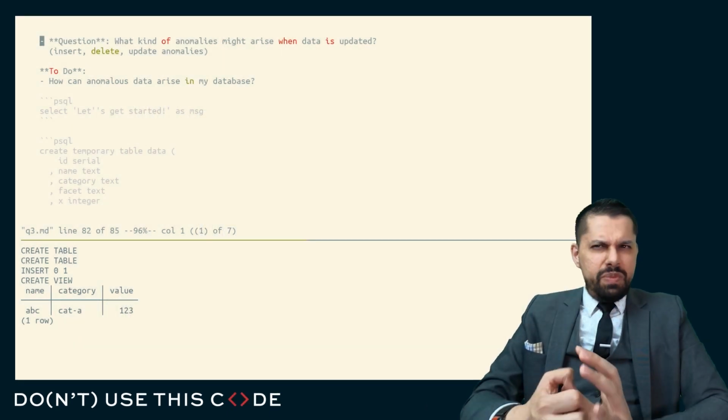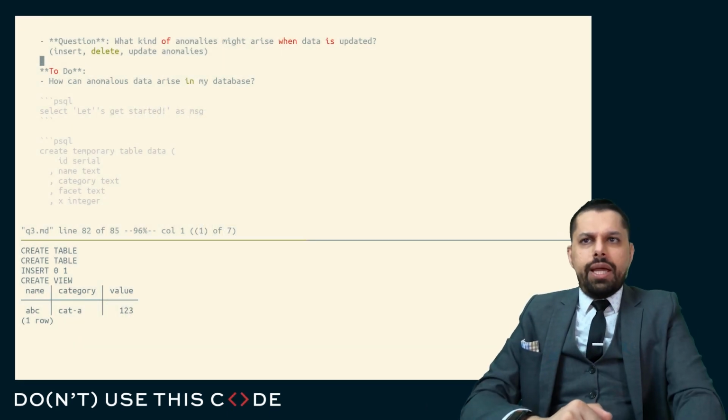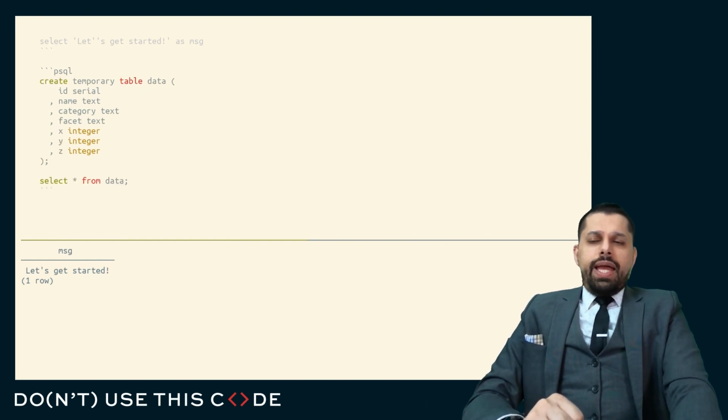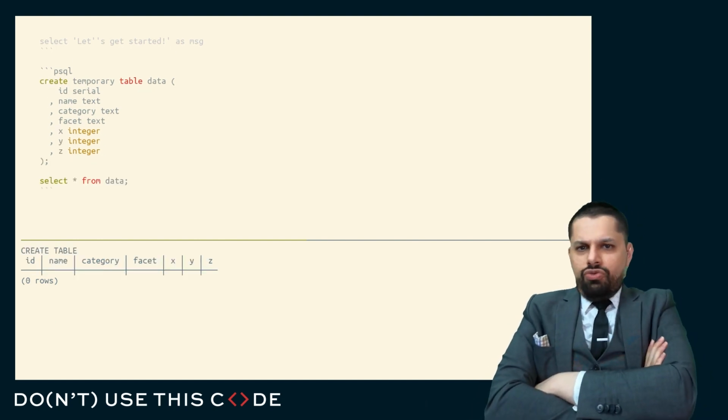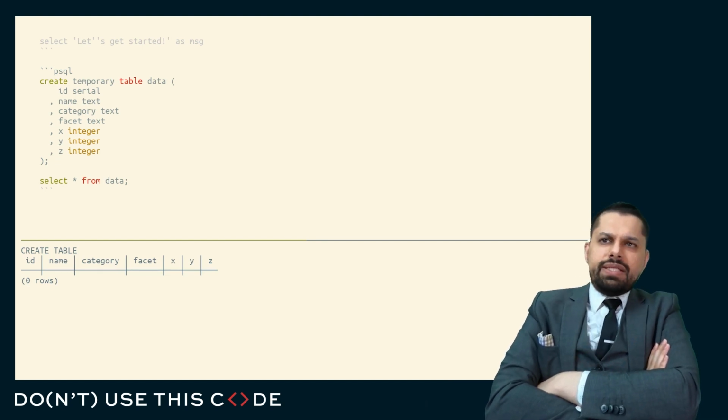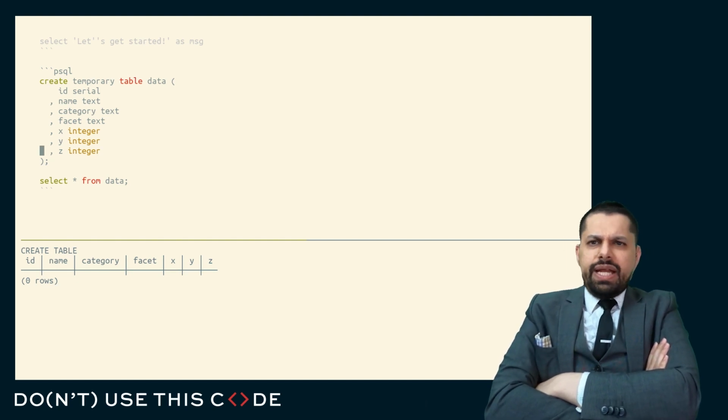And I want to talk about what this means and how this drives our design. Let's take a look. Here, I have the kind of table that you might actually work with when you work with analytical use cases. I have a table and it's got some name of some entity, some category, some facet this entity belongs to, and a bunch of additional data, X, Y, and Z.